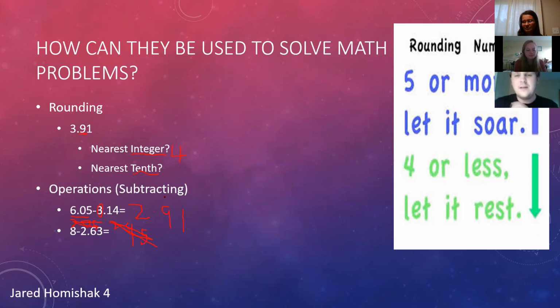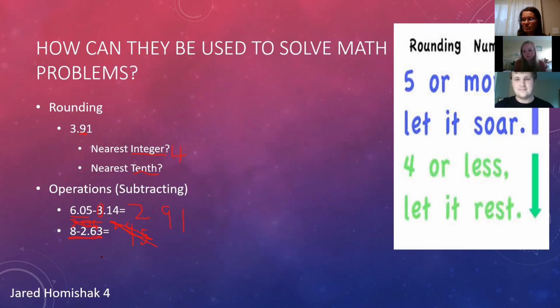You're working with values to the right of the one's value. So, great question, and if you can, work on this problem here, 8 minus 2.63, on your own, like we did with this problem up here. Any other questions? I have one, Jared.